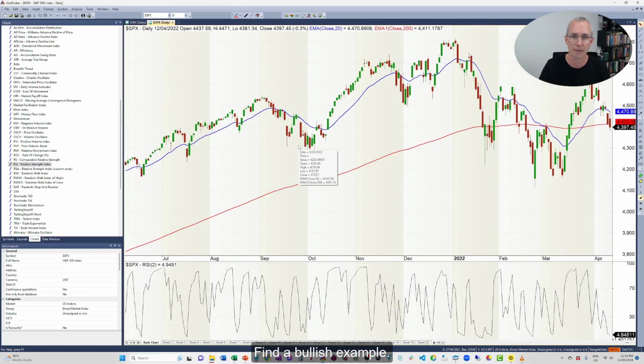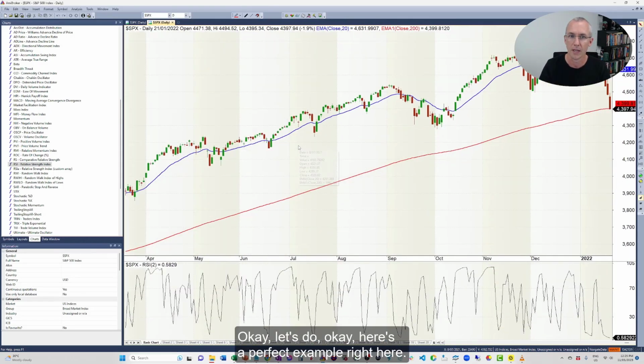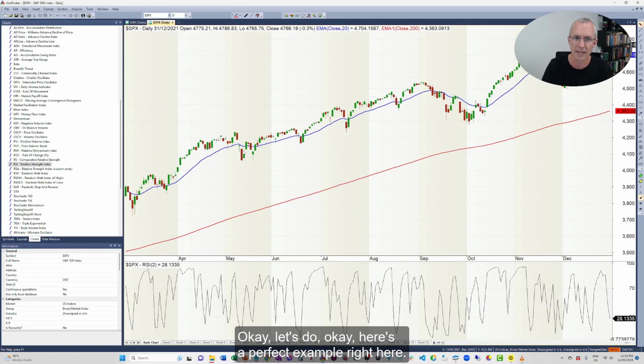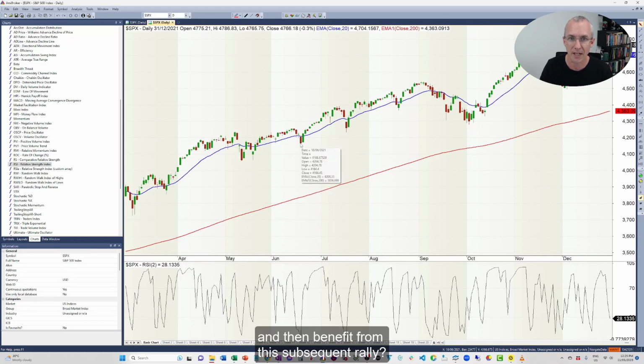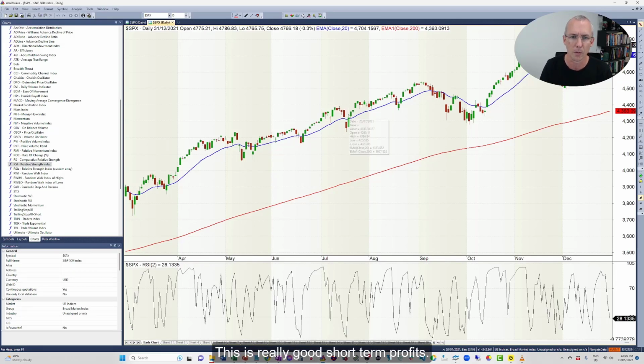Find a bullish example. Okay, here's a perfect example right here. We've had this really strong rally. It's well above the 200 period moving average, and you can see there's these little dips. Wouldn't it be cool if we could buy these at the bottom of these dips and then benefit from this subsequent rally? This is really good short-term profits.